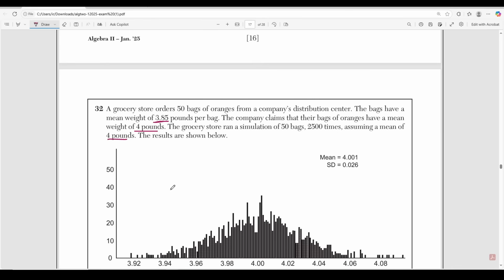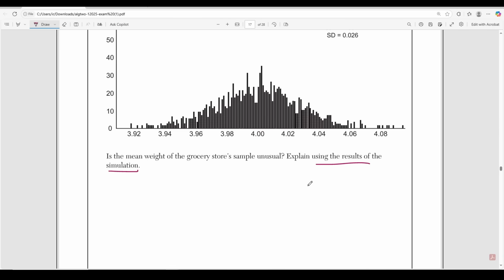So again, like I said, they have oranges that come from a center, right? And essentially, the grocery store got a sample of oranges, and the average weight for them was 3.85 pounds per bag. But the distribution center, the people that actually distribute the oranges, are like, wait, you got something that was 3.85 pounds? On average, we sell things that are 4 pounds. So the grocery store was like, well, I feel like we got ripped off a little bit. Let me quickly run a simulation to see whether or not this 3.85 is normal or not. And you may be asking me, well, how can you tell if something is normal or not?